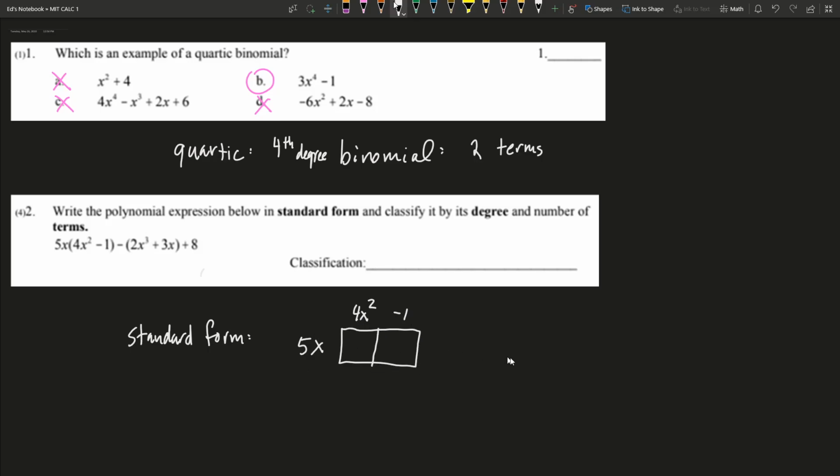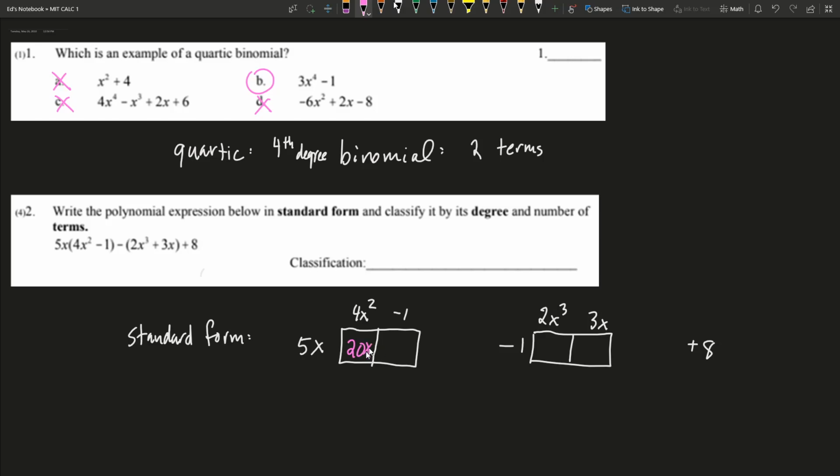So you could use the box method, and then you'd have to expand or distribute this negative 1. So this is going to be minus 1 times 2x cubed and 3x, and then plus 8. So you'd have to distribute this all out and then combine like terms. And now let's see what we would have gotten after you had a chance to answer the question.